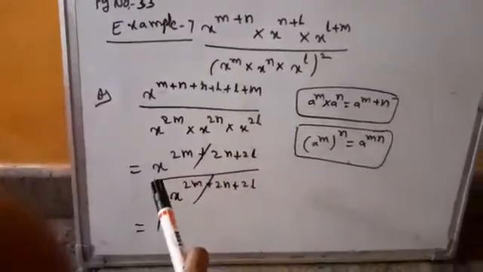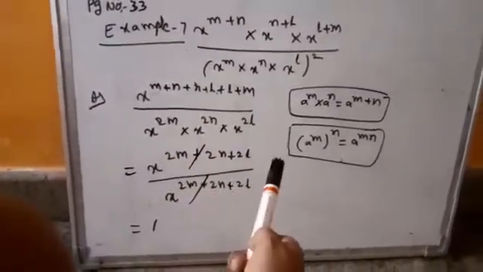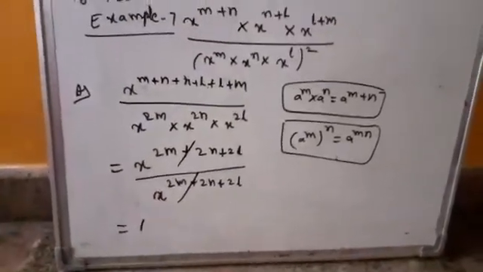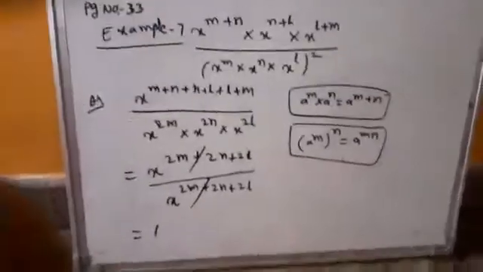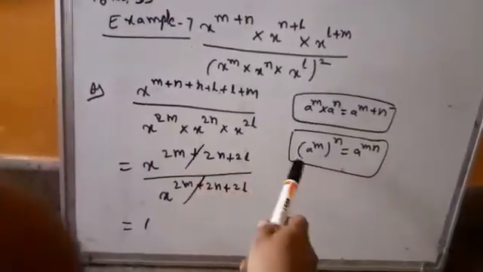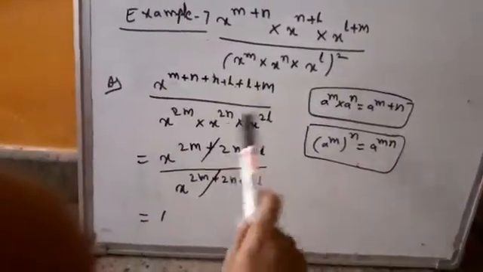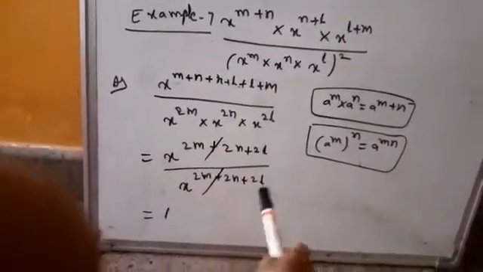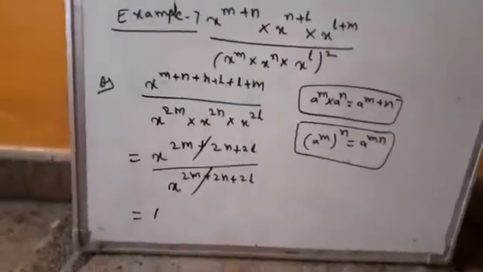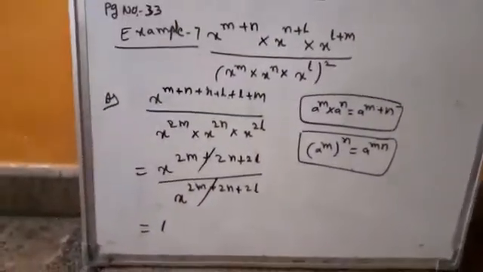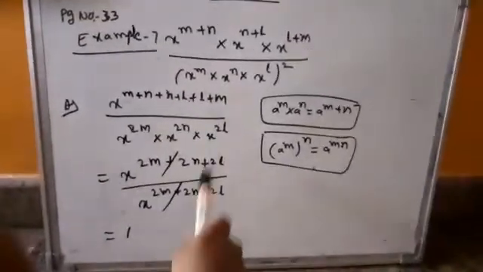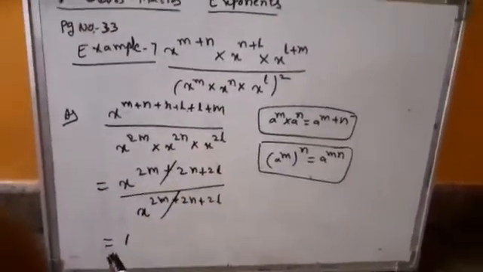So x to the power of 2m plus 2n plus 2l, divided by x to the power of, see, x base, same base means powers are added. That's why x to the power of 2m plus 2n plus 2l. See here, numerator and denominator are the same: x to the power of 2m plus 2n plus 2l divided by x to the power of 2m plus 2n plus 2l, cancel. So the answer is 1.